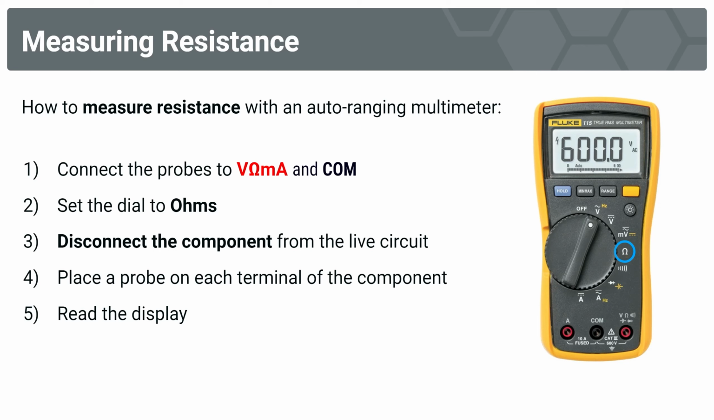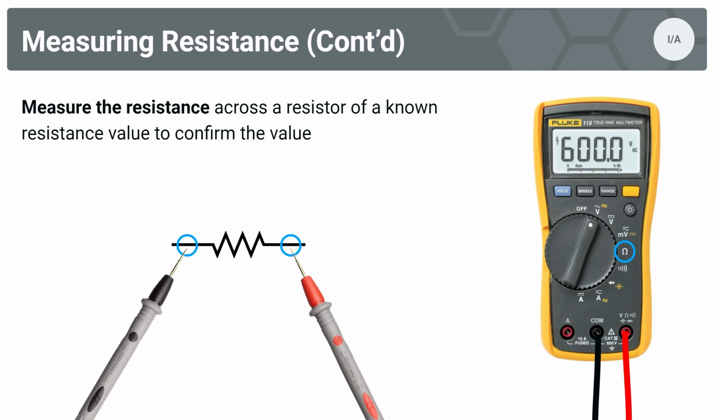Now, why do we do that? Well, in this test, the multimeter actually supplies a small amount of current through the resistor that you're measuring so that it can determine its resistance. We don't want to apply any change in current to our live circuit because we didn't design the circuit most likely to accommodate that kind of change. So it's much safer to disconnect the component from the live circuit. Now, just as before, we're going to place a probe at each terminal of the component, and then we'll read the display. Let's see this in action.